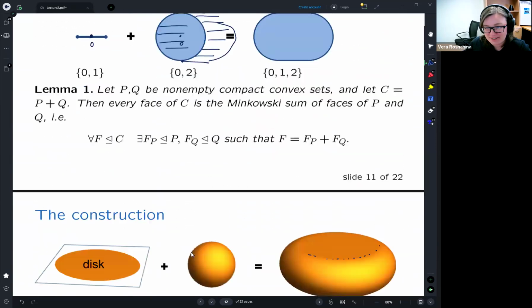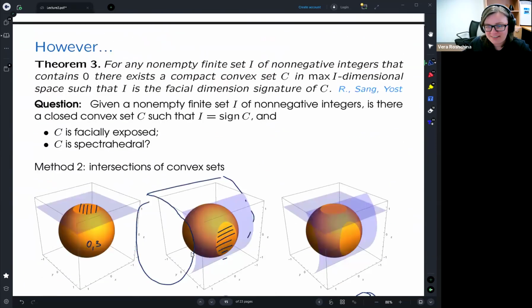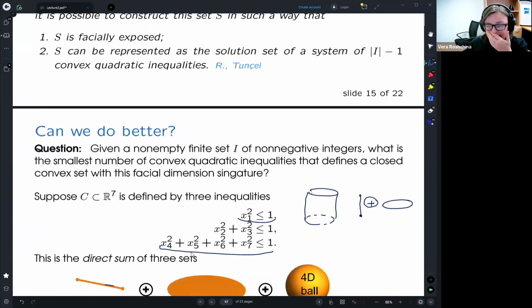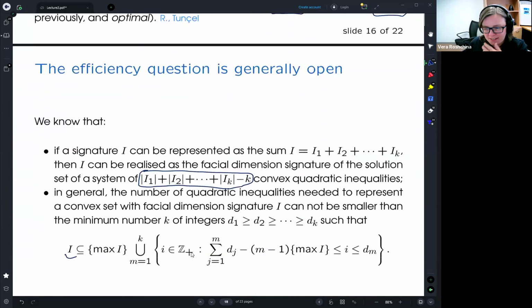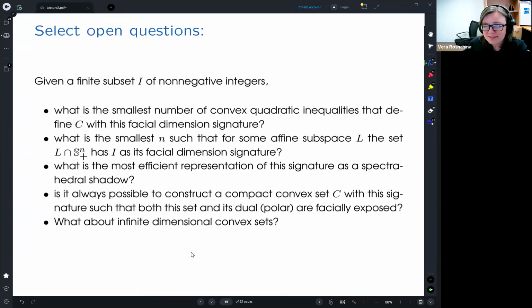So we can use Minkowski addition, we can use intersections, and we can use direct sums of convex sets to obtain something interesting, to obtain some interesting convex set. So there are some open questions that I really like. So the first question is that we don't know, if we're given a set of non-negative integers, what is the smallest number of convex quadratic inequalities that define a convex set with the signature?